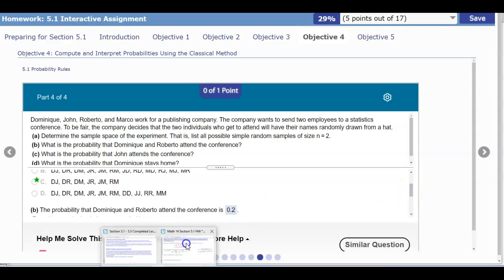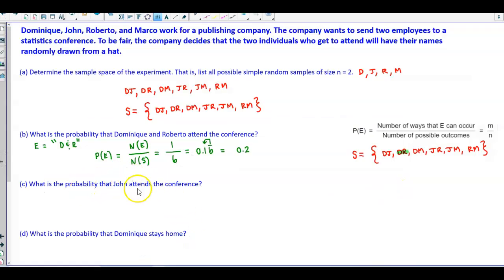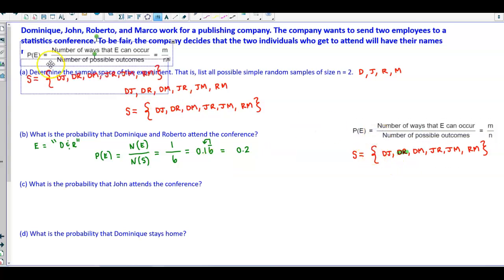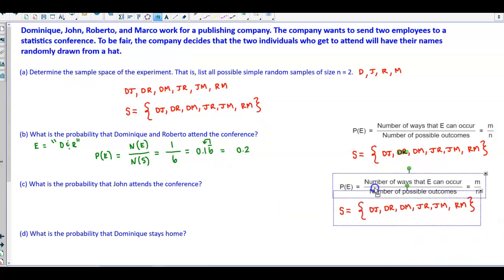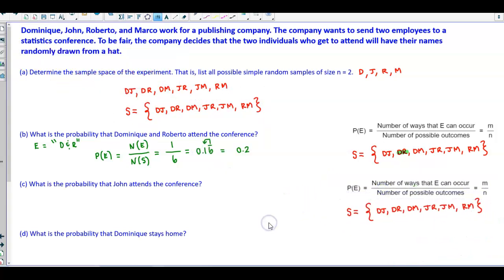Now the next question wants us to find the probability that John attends the conference. Again, using both of these formulas, we're trying to find the number of ways that E can occur. The event E represents how many times John occurs. So we want to find the number of ways that John attends the conference over the number in the sample space.